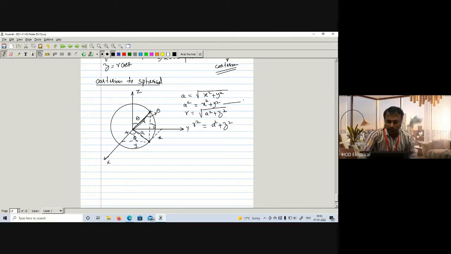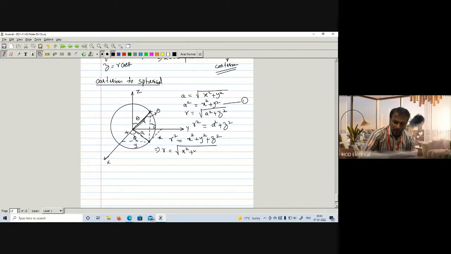Already we know what a square is from equation 1. Therefore r square equal to x square plus y square plus z square, which gives r is square root of x square plus y square plus z square. So now all the variables in Cartesian are converted into radius r. Then the remaining variables are theta and phi. If you take this angle phi, tan phi is opposite side divided by adjacent side. So the opposite side is y and the adjacent side is x.